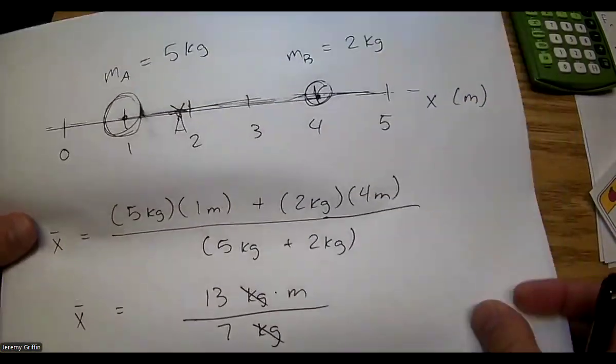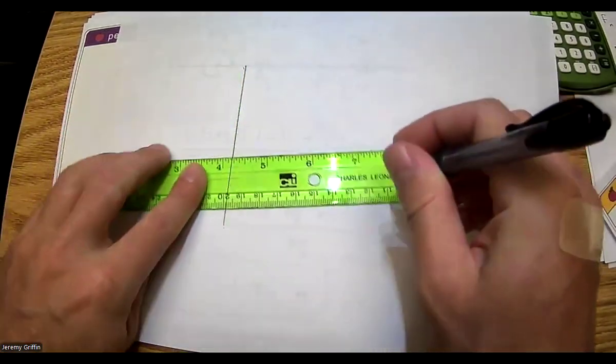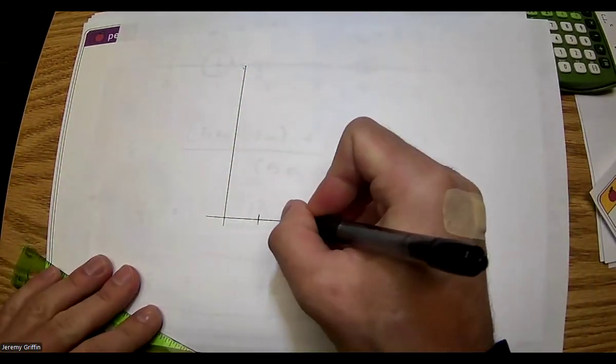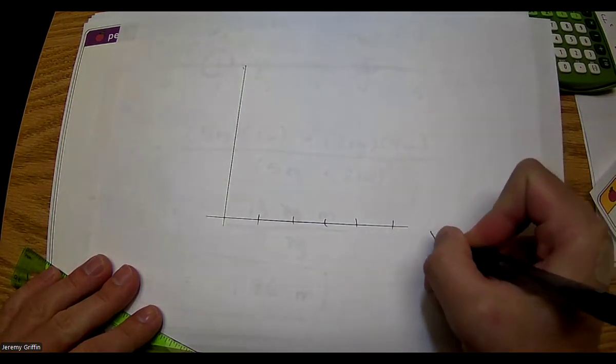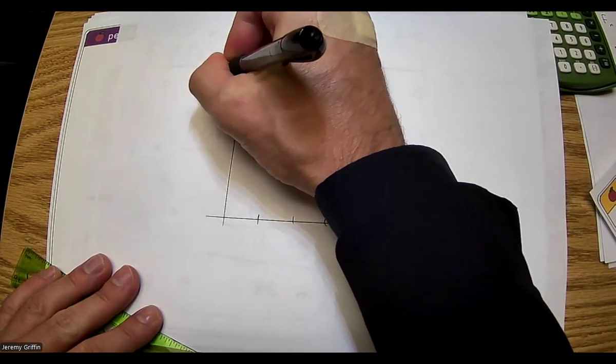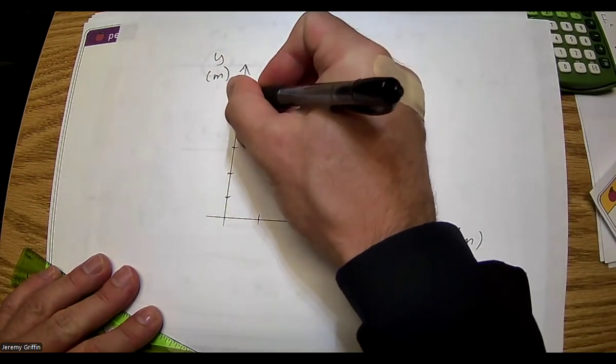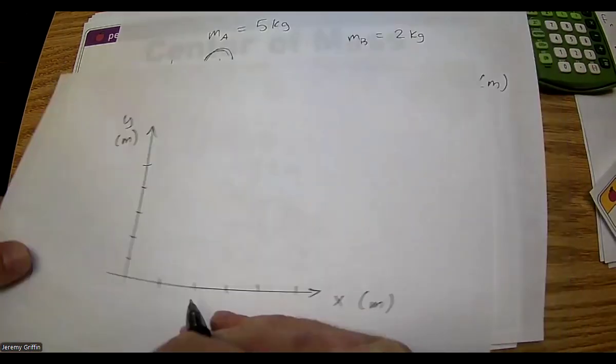So here, I'll draw it out so you guys can see a little better. You have 1, 2, 3, 4, 5. So here's x in meters. Let's put y in meters right here, 1, 2, 3, 4, 5, something like that. I'll do it kind of like this.